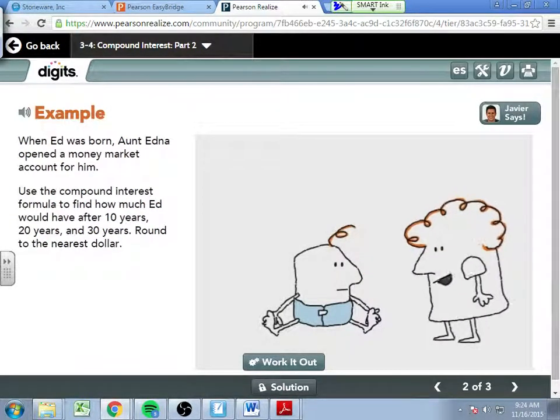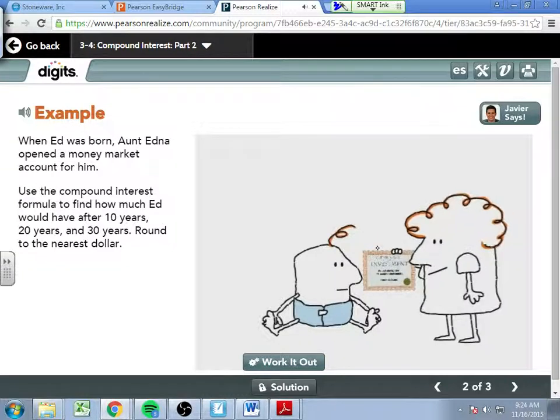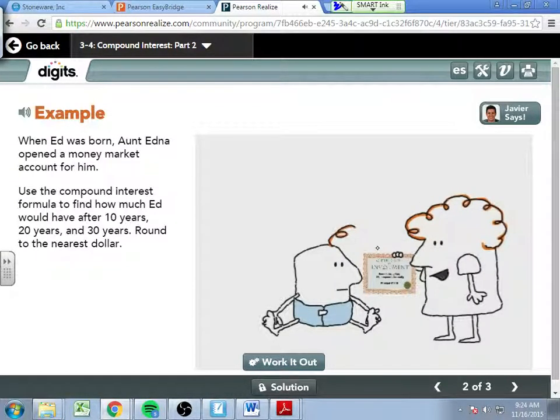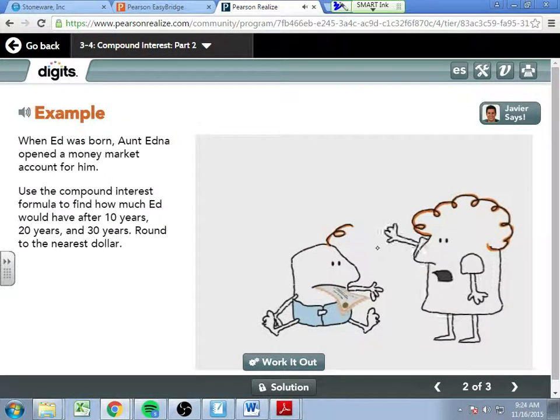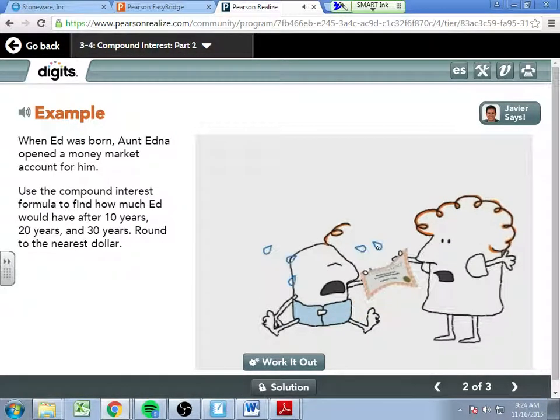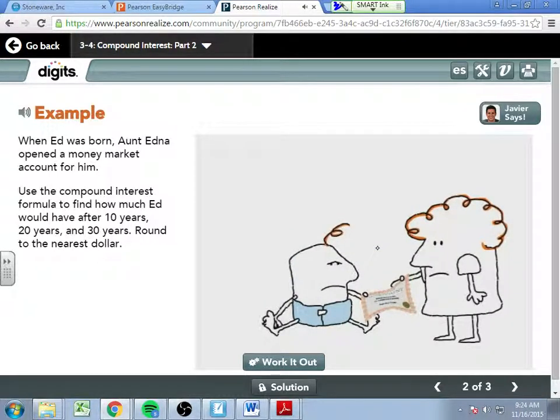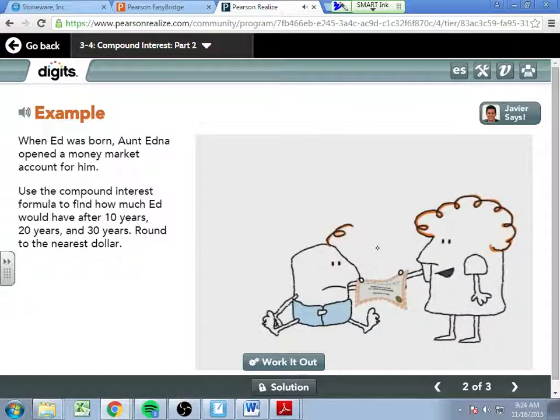Here we go, baby. And do you know what this is, little baby Eddie? This is a certificate for a $1,000 money market account that will earn 5% interest compounded annually. Isn't that a wonderful gift your lovely Aunt Edna gave you? No, don't chew it. No, don't cry. And no, don't chew. And okay, who wants to hold little baby Eddie now?